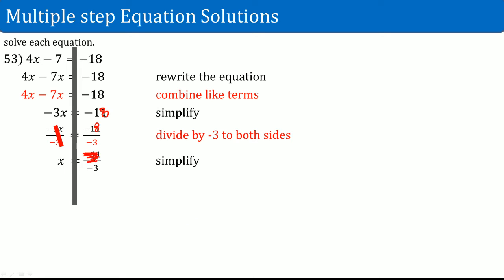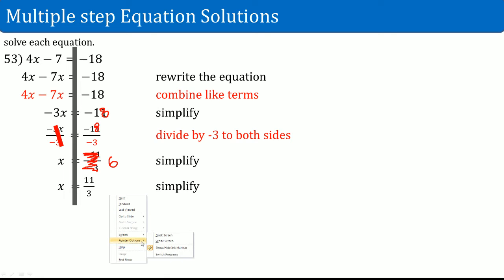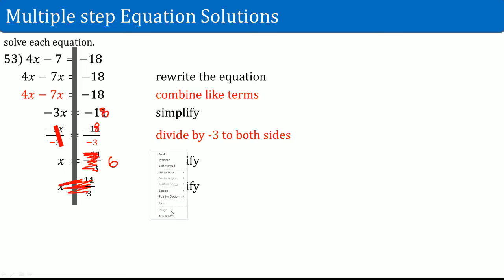So negative 18 divided by negative 3 should be a positive 6. Okay, that should be a positive 6. Negative 18 divided by negative 3 should be a positive 6.